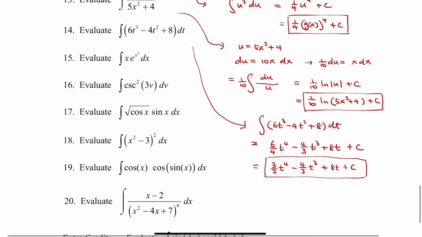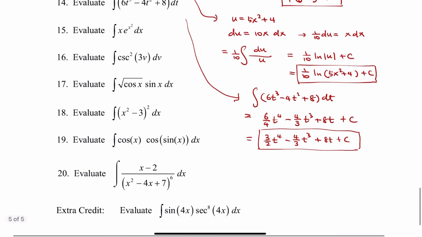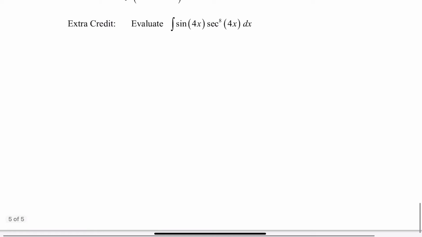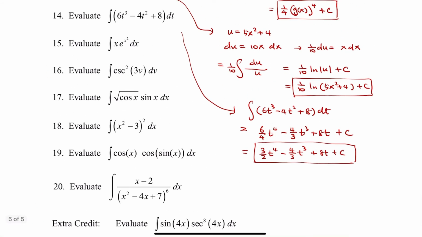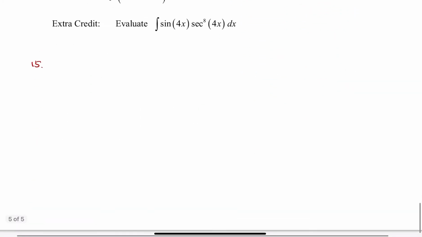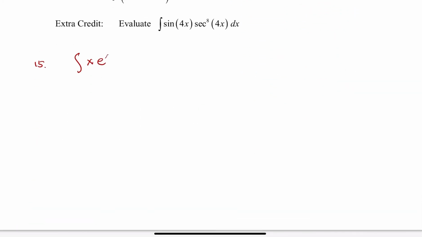And number 15, let me put number 15 on the bottom here. Number 15 was the integral of x e to the x squared. So let's use a u sub. Let u equals x squared. When you take a derivative of both sides, du equals 2x dx. And when you divide by 2, 1/2 du equals x dx.